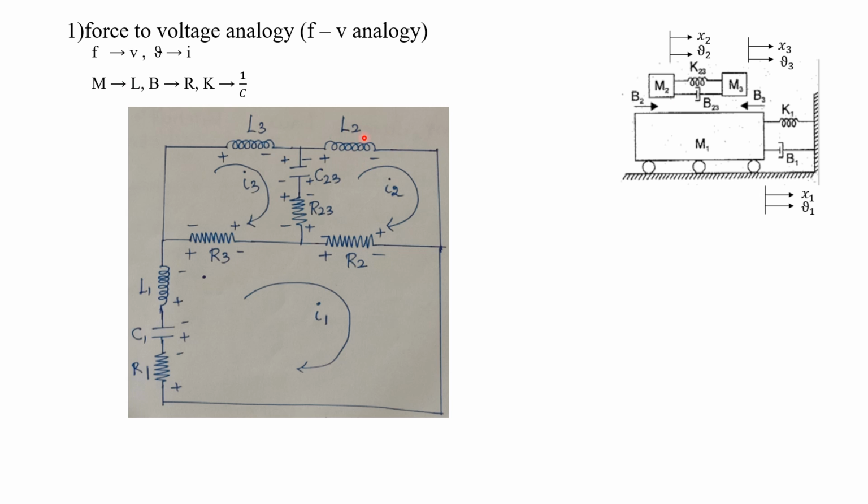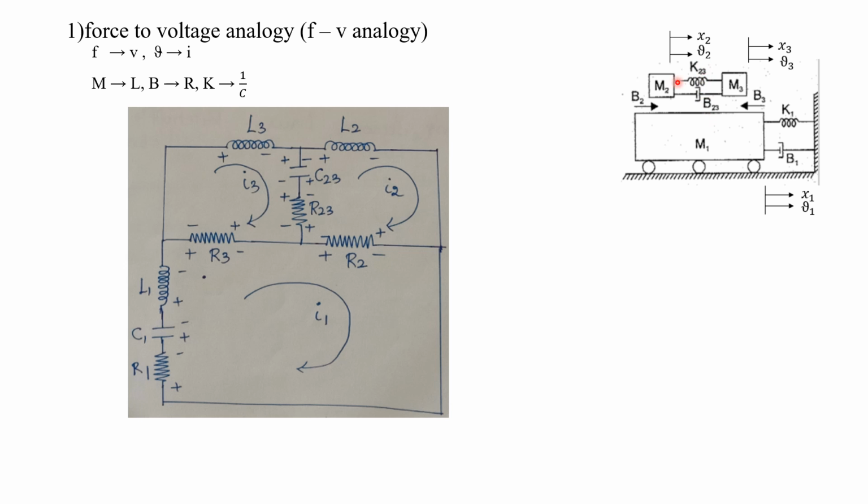So in this branch we have to draw L2. This branch as well as this branch is only for M2, so here we can draw L2. None of the elements are for this M2 only. Then these two elements are connected between M2 as well as M3, that is K23.